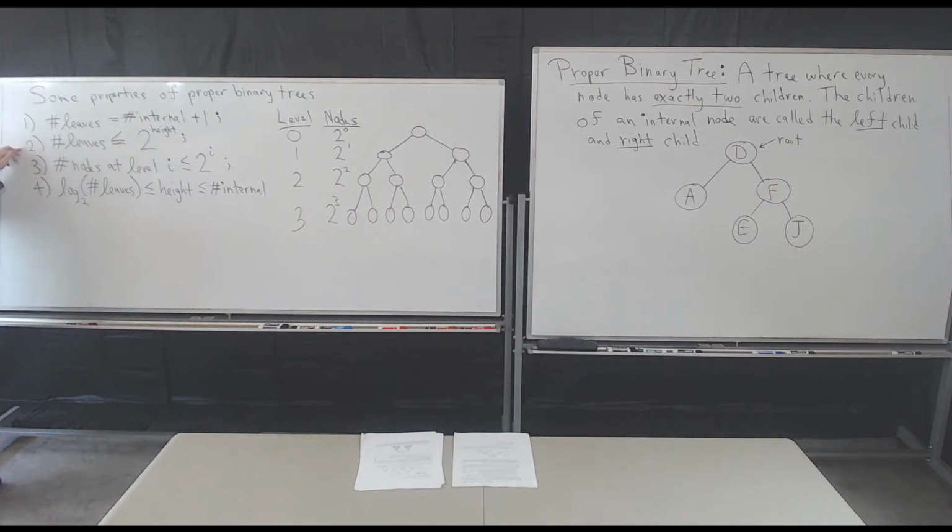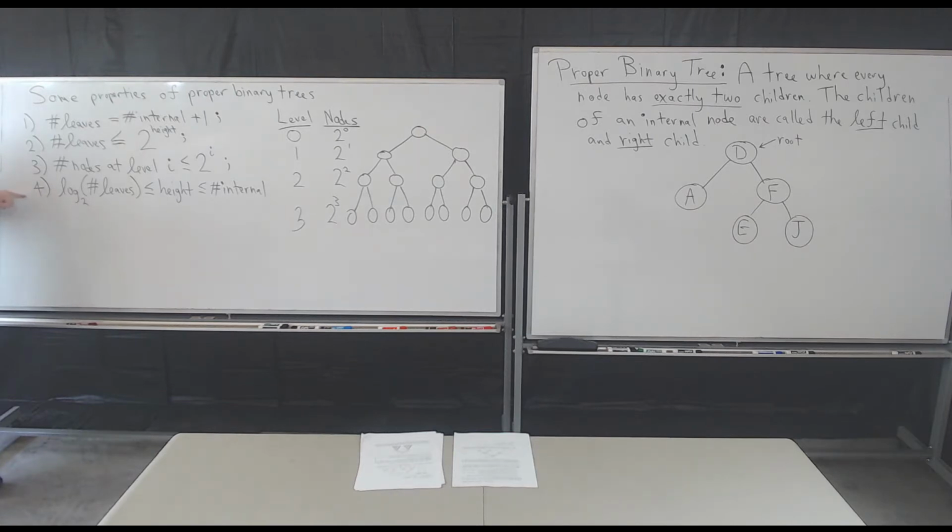The number of leaves is always going to be less than or equal to 2 to the power... see, I'm getting really excited here. Like graphs and trees, they really excite me. 2 to the power of the height of the tree. So the number of leaves is always bounded from above by 2 to the power of the height. Really nice. Now the number of nodes at a given level i, we used this property the other day, is that it's at most 2 to the power of i.